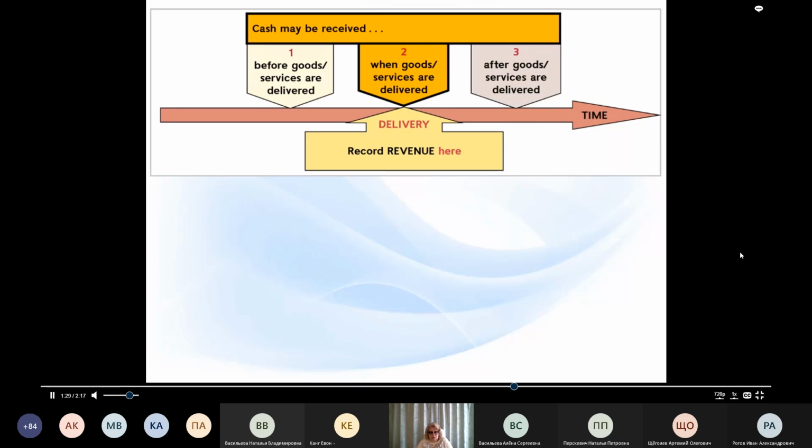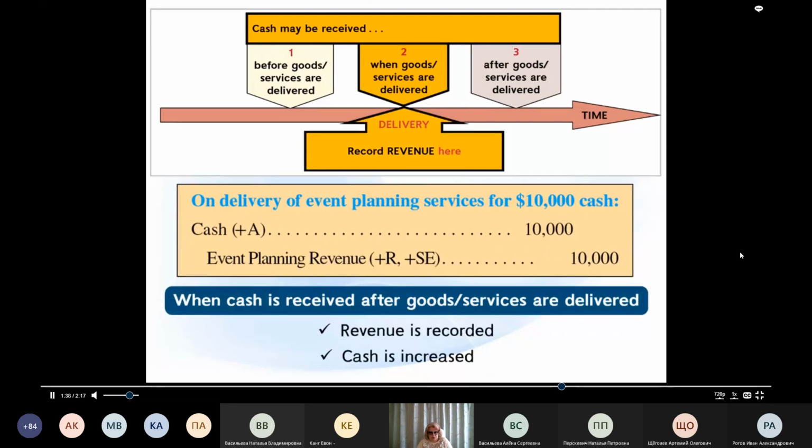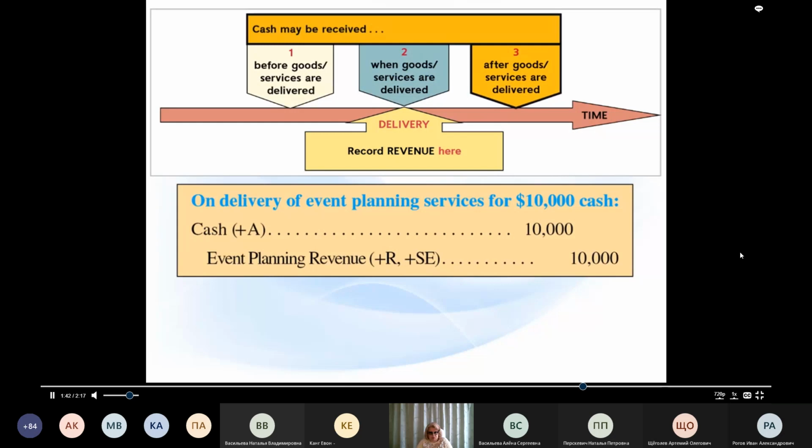Assume that Deanna's company delivers event planning services for other customers during February and receives cash payments totaling $10,000. Since Deanna's company has delivered the services, it records the revenue. Finally, let's consider a situation in which cash is received after the goods or services are delivered.